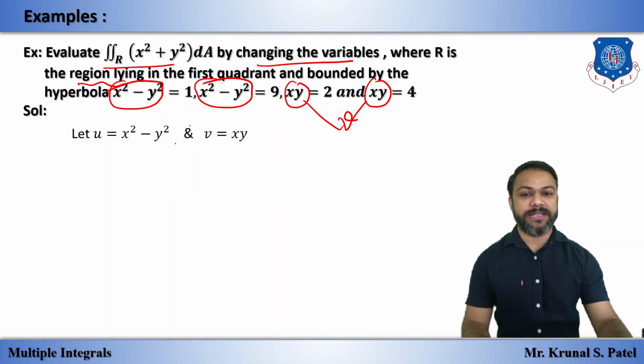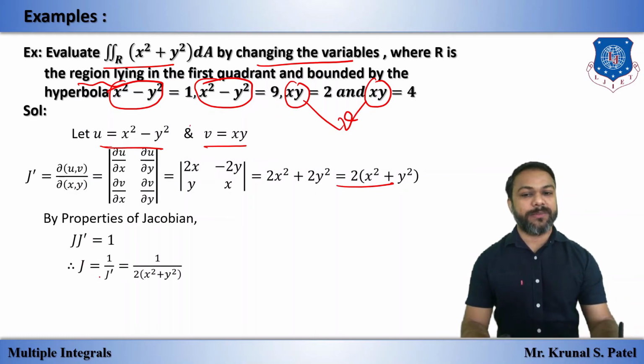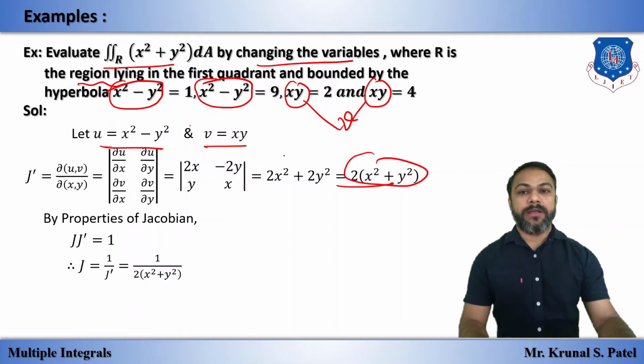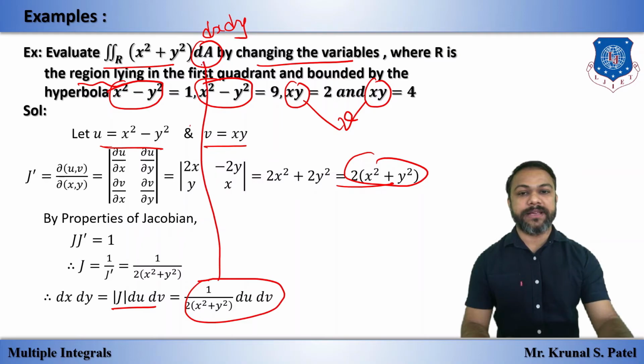So we have taken u and v as I told. Since u and v are given, we will find z dash. After finding z dash, we can use the property of Jacobian. So J is equal to 1 by z dash, so 1 by this. If we put it here, dA, that means dx dy, is equal to J du dv, and J is 1 by 2 of this. So we will put this here and this will be cancelled out. So we get 1 by 2 du dv in the integration.